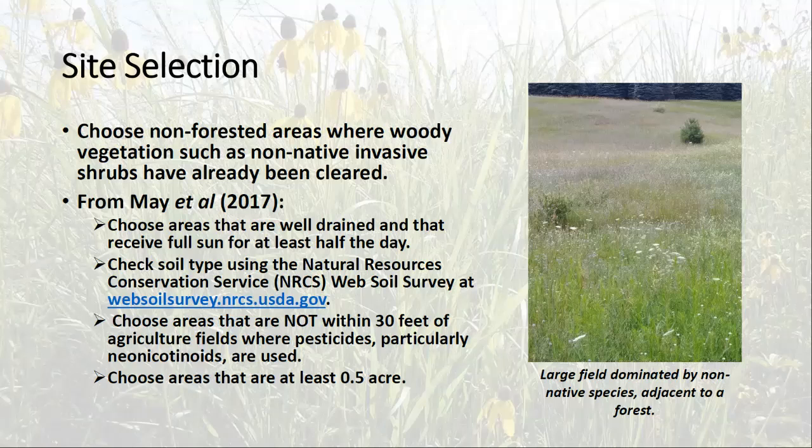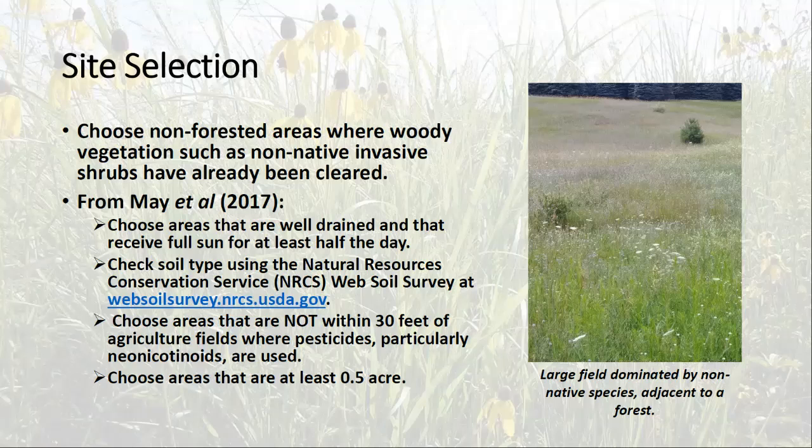In my opinion, the easiest site to focus on is a non-forested area where woody vegetation is already absent. So by that, I mean when you have these areas that are fallow, but they're infested with high densities of something like the non-native invasive autumn olive shrub or Asian honeysuckle or some other invasive shrub, there's a lot more work involved in getting that site ready. And that's still worth doing. It's just an extra step.